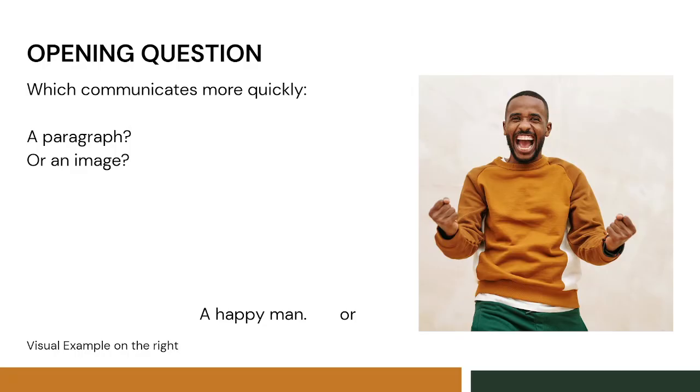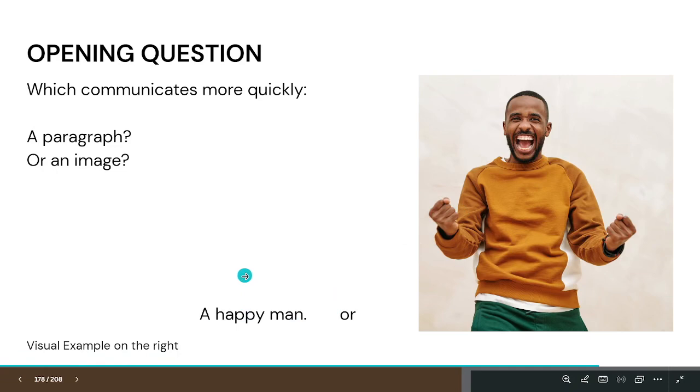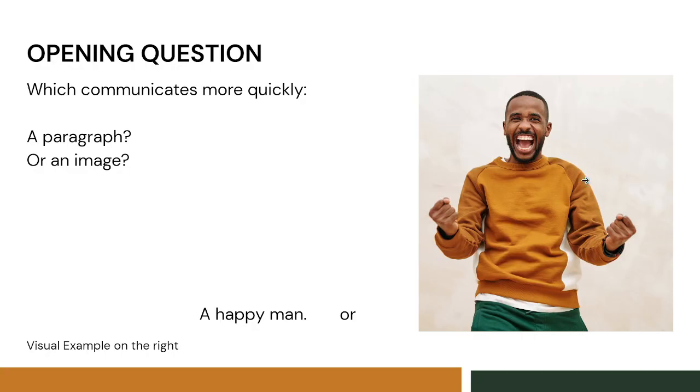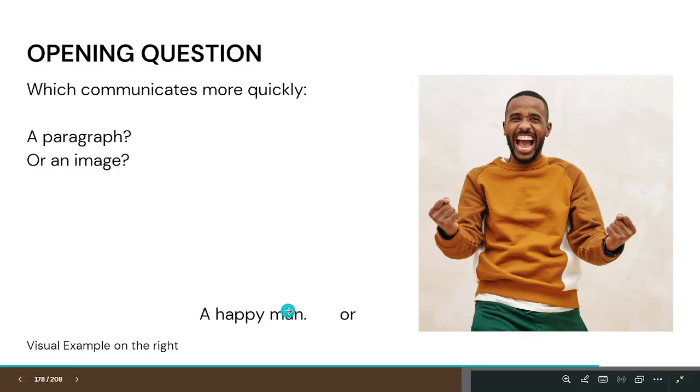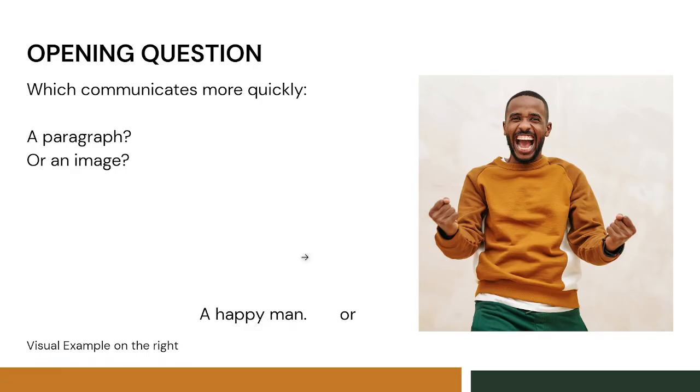And the opening question in this slide is a paragraph and an image. So there's a text here which says a happy man, and there's an image here which conveys a happy man. There's a high tendency that we are going to remember this image more than this text. So images in design help us to communicate our message quickly, and it delivers the message straight on point.